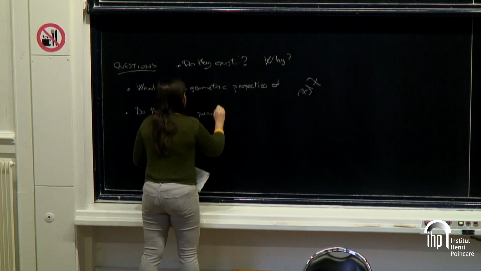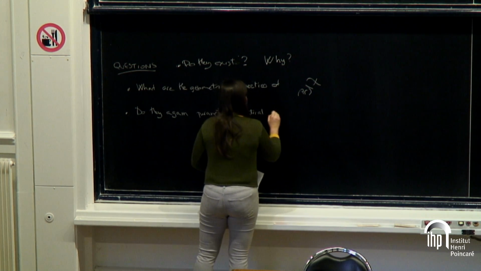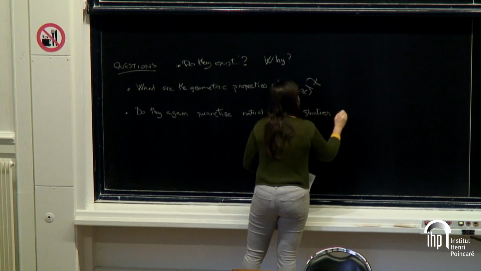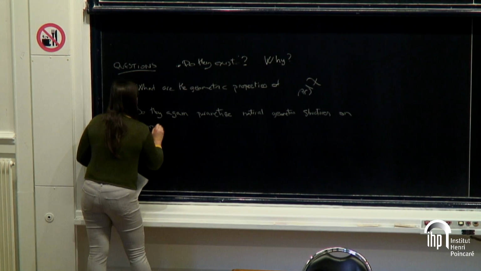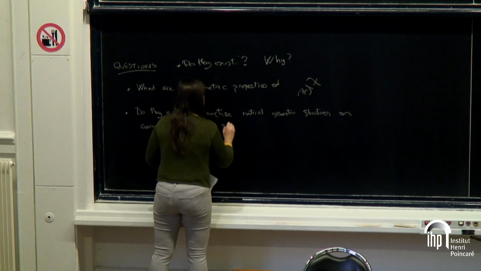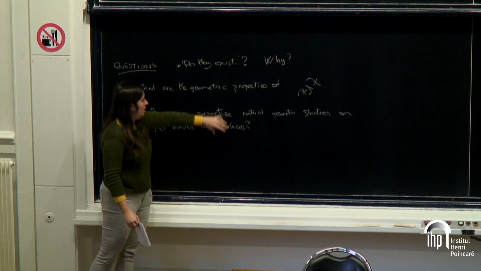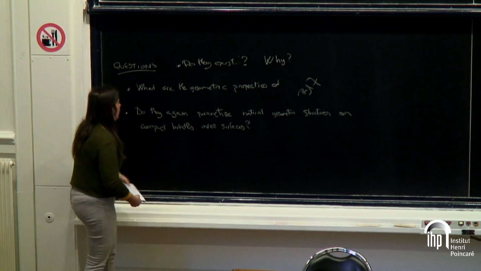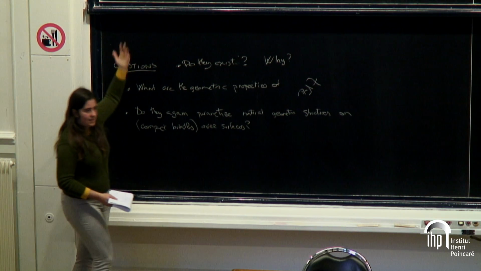parameterize natural geometric structures on compact bundles over surfaces? So are there natural geometric structures on surfaces or on natural bundles over surfaces that are parametrized by these higher-rank Teichmüller theories.